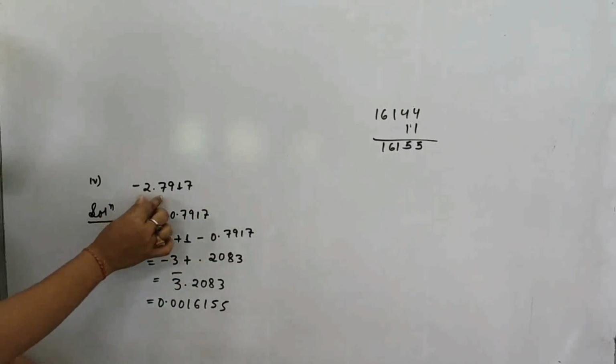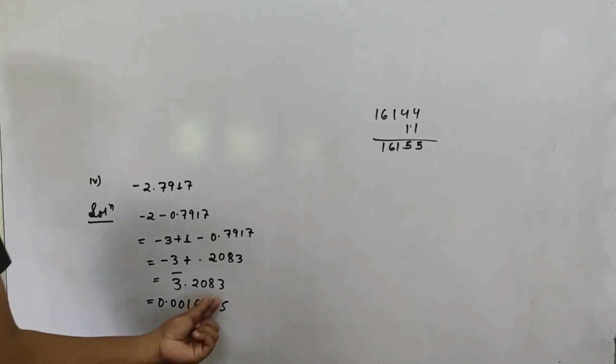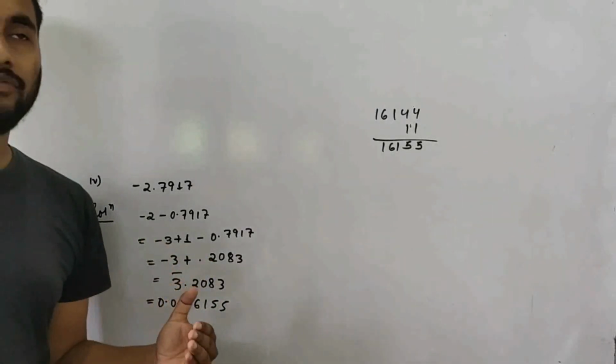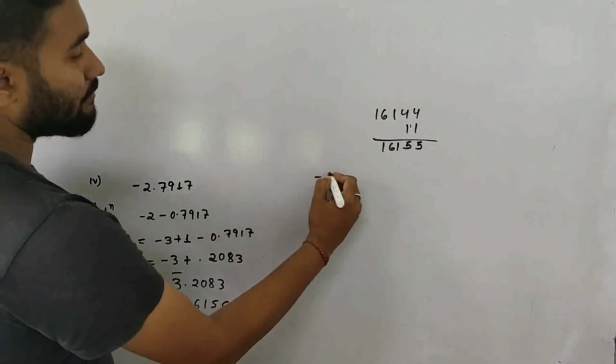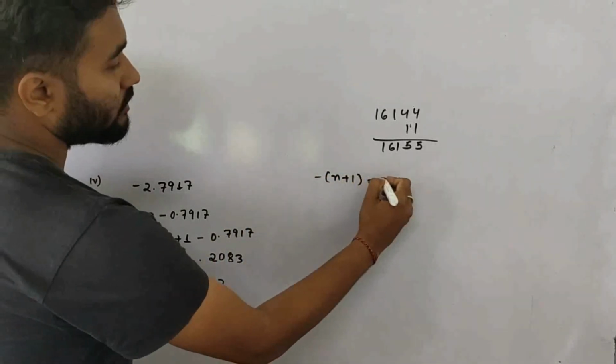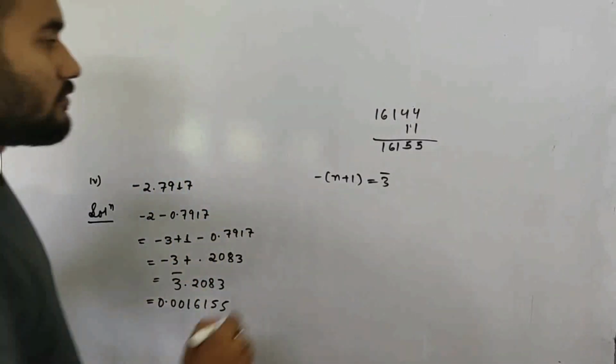Very simple. Just check in the antilog table the value. Okay, sorry. At first you have to make the mantissa positive. After making the mantissa positive, just check the value. Can you see? My 3 bar. When 3 bar? 2 plus 1. Or if you have problem, then you write like that, minus n plus 1 is equal to 3 bar. Directly write like that if you have problem.